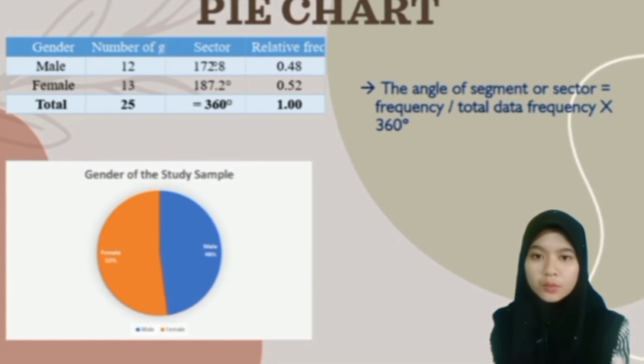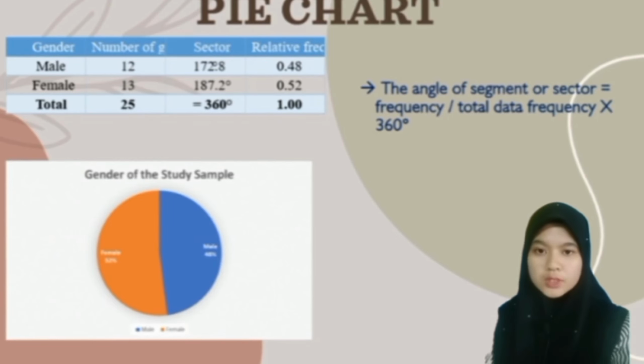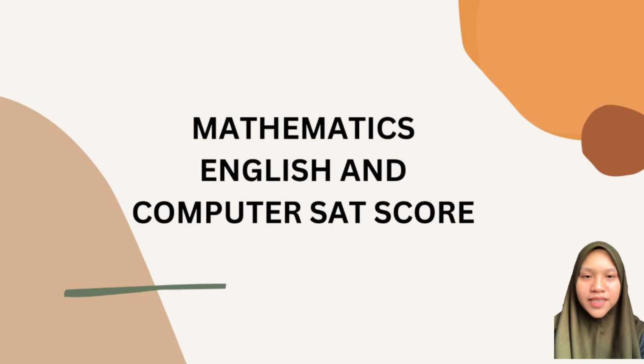Pie chart for gender. To make a pie chart, we need to calculate the angle of each segment first. The formula for pie chart is frequency divided by total data frequency, multiplied by 360. So here, as you can see in the pie chart, we got 52% for female and 48% for male.